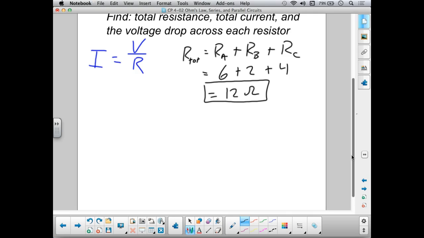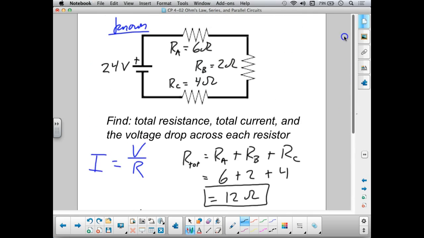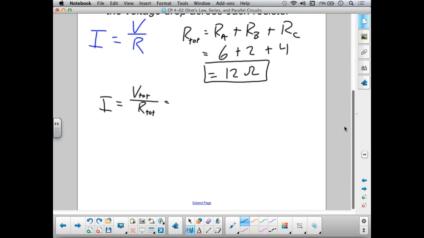Second step, let's find the total current using Ohm's law. So I equals the total voltage over the total resistance. And my total voltage in this case is the battery voltage, which is 24 volts. So 24 over my total resistance, which is 12. Once again, we get 2 amps.